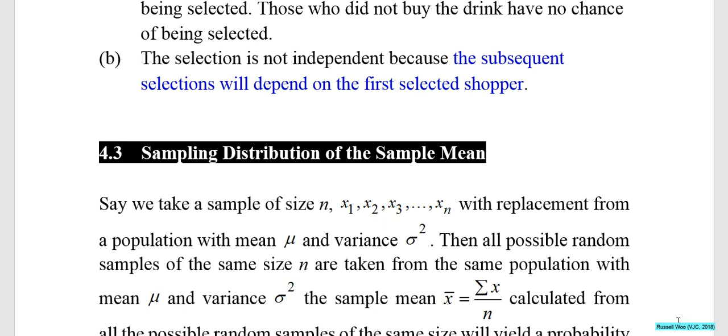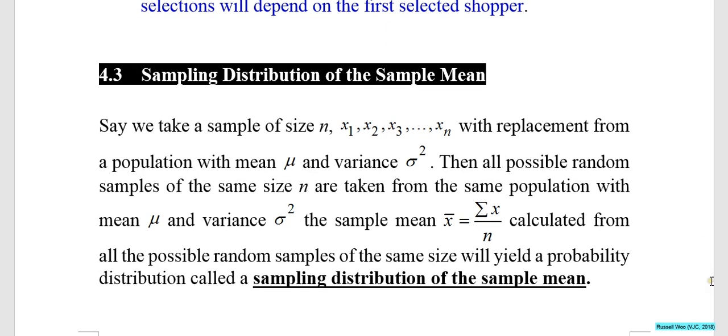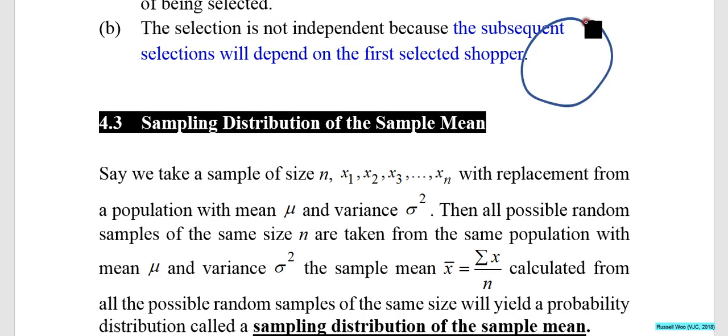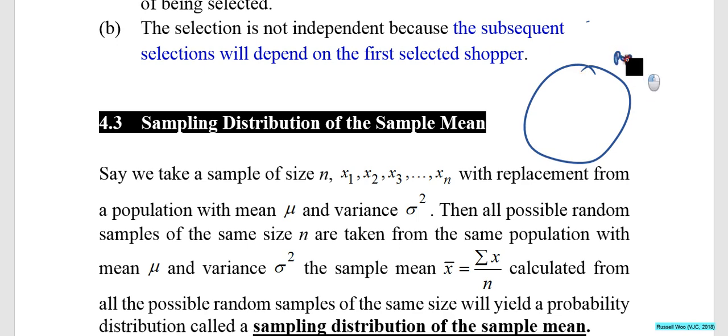Now, sampling of the sample mean. This may sound very difficult to some of us. But never mind, let's use an example to investigate this. Let us just say I have an entire population, very big. N is large.